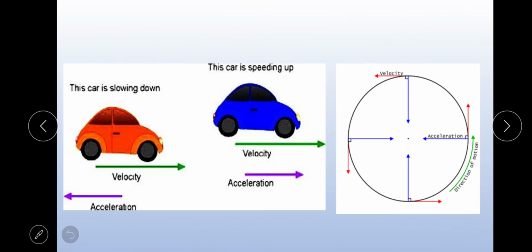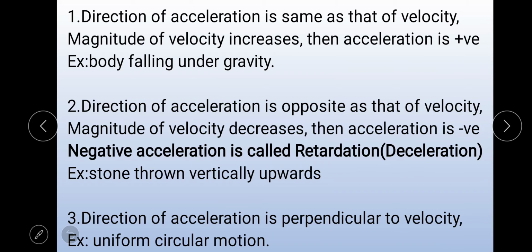Again you can consider another example. This car is slowing down. Means here a moving car decreasing its velocity. Okay, then acceleration is acting opposite to that of velocity. Okay, then the acceleration is negative. Okay, next third case, direction of acceleration is perpendicular to velocity.